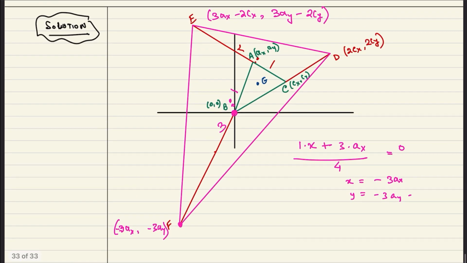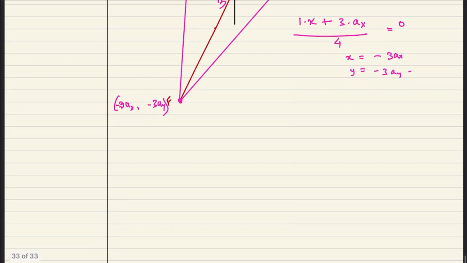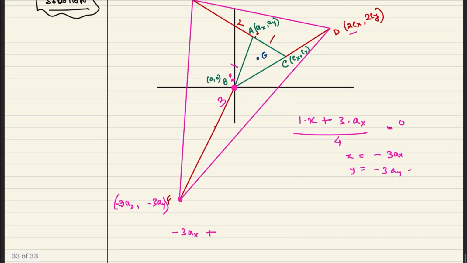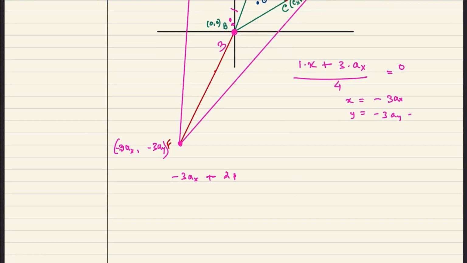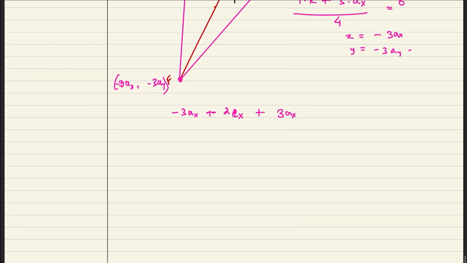Okay, so we found all the 3 coordinates D, E, and F. Now we can just add them up and divide by 3 to get the centroid of this big triangle. So let's add them up. This is minus 3ax plus 2cx plus 3ax minus 2cx, divided by 3. This is the x coordinate. Similarly, we have the y coordinate.